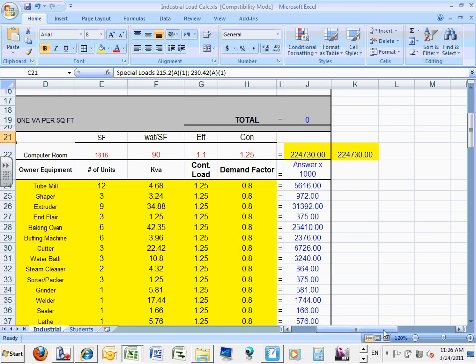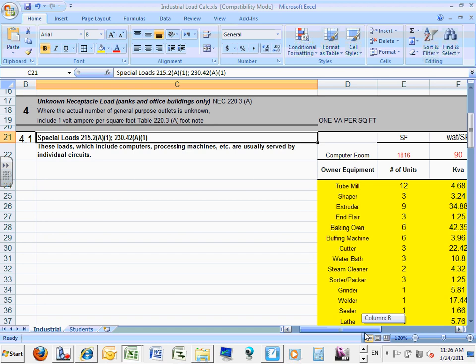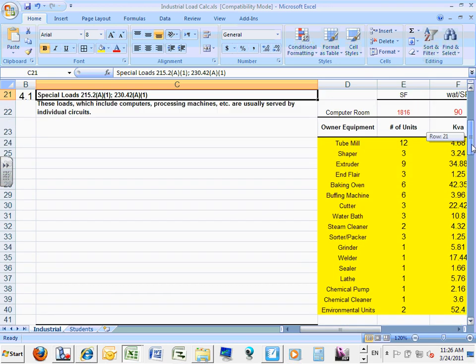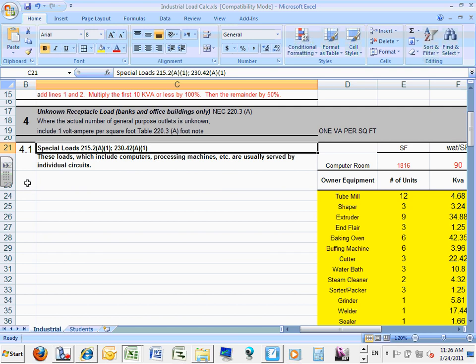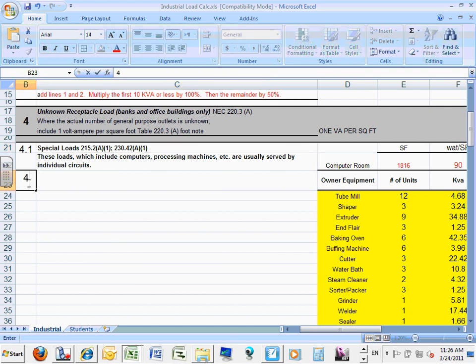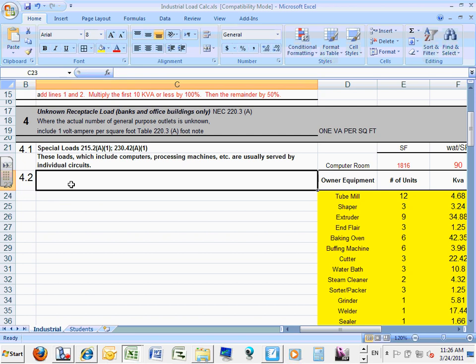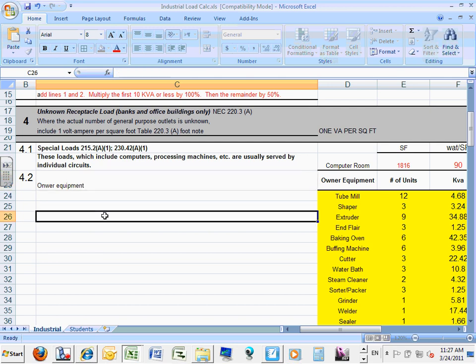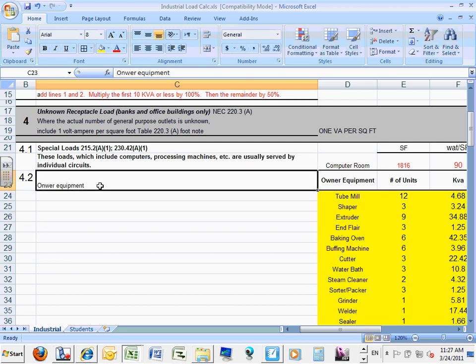Everything here, can you guys see that step? Owner equipment list. Can you name it 4.2 and just call it owner equipment. Owner equipment.